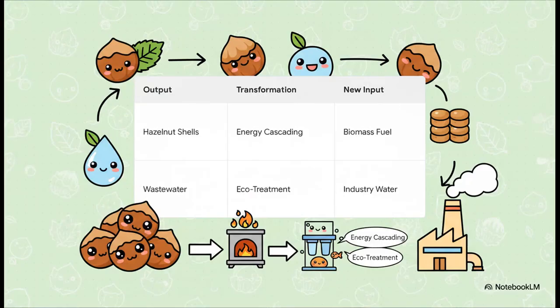Let's look at a generic, real-world example to put this into perspective, a hazelnut processing plant. When we chart the outputs of this plant using our HD1 X-ray, we realize those leftover hazelnut shells aren't garbage at all. They're actually perfect biomass fuel that can be cascaded to heat local agricultural facilities nearby. Meanwhile, the surplus wastewater, give it a little eco-treatment, and suddenly it's the ideal input for neighboring industries that need water for processing. We are literally designing out waste by connecting the local ecosystem. It's a microeconomy built entirely on industrial symbiosis.